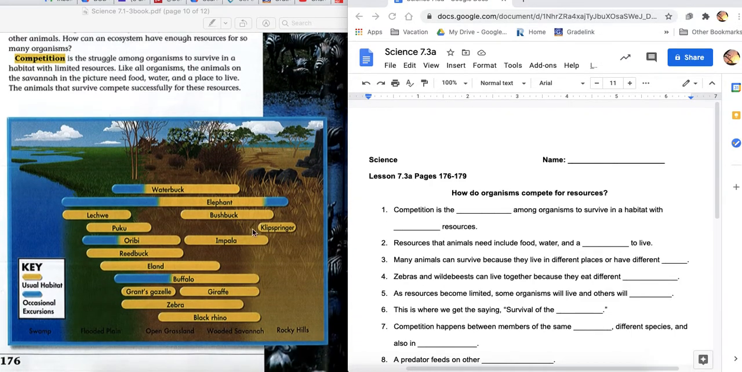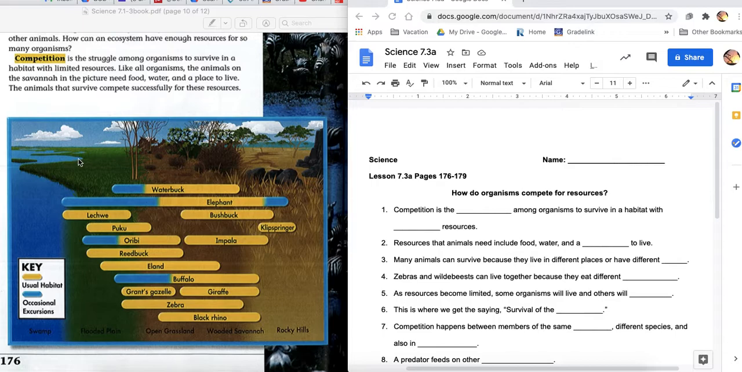Okay, first this little chart, guys. So you have your normal habitat where you live, and then you have where some animals can make the occasional excursion. In other words, animals want to live here. This elephant wants to live on the open grassland and the wooded savanna. It can survive in the rocky hills out here, and it can make it into the flooded plain. Okay, so you go down here and you have this lechwe. It can survive in a flooded plain.